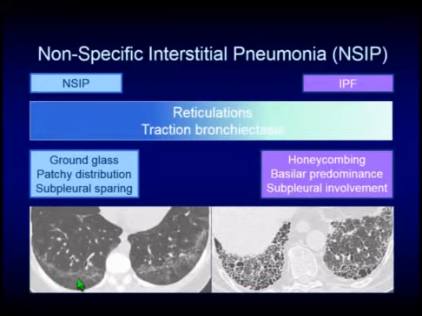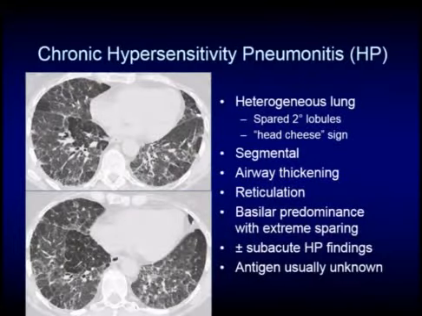Again, ground glass admixed with reticulation, subpleural sparing in NSIP. Again, here we see reticulation, basilar predominance, subpleural involvement, and the characteristic honeycombing that we've come to expect with a UIP pattern. Now, just a note about chronic hypersensitivity pneumonitis.